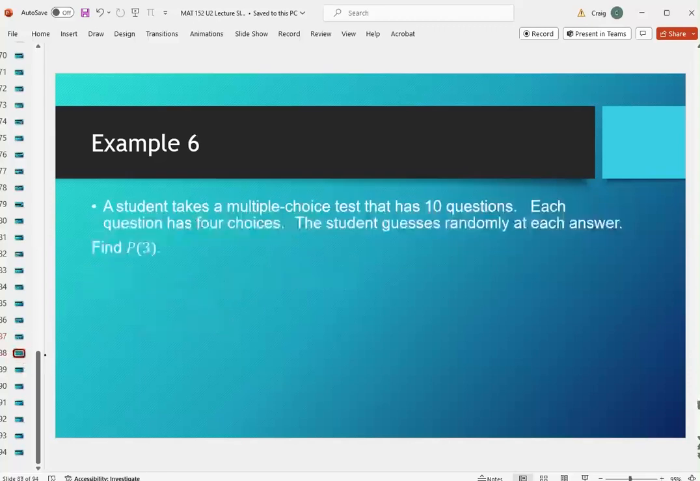I think there's one more. Okay, this is always a good one for students. A student takes a multiple choice test that has 10 questions. Each question has 4 choices. You're going to randomly guess each one, right? One of them is correct.